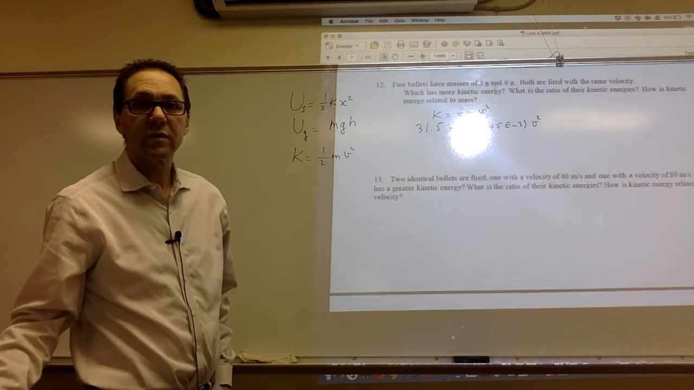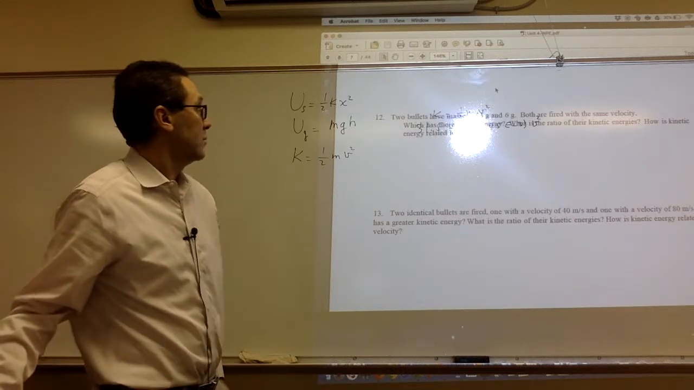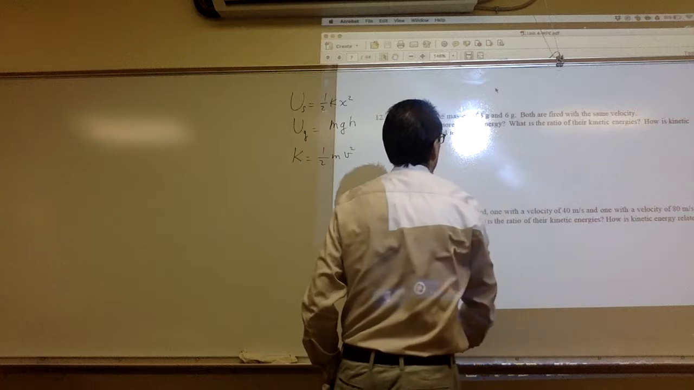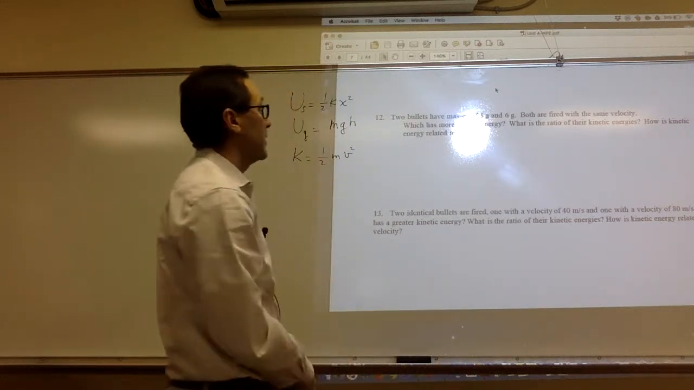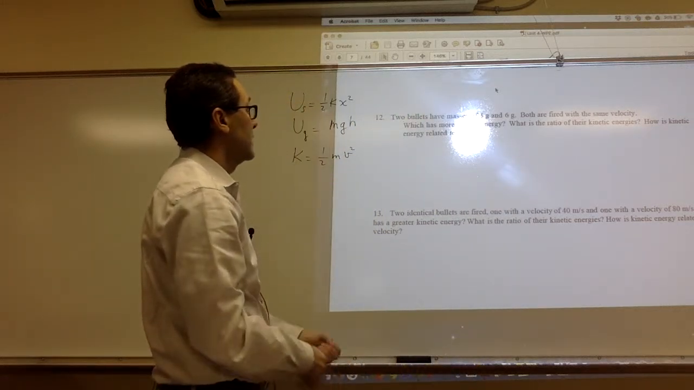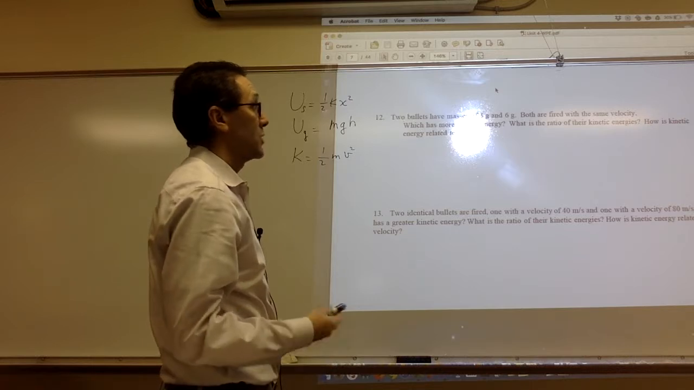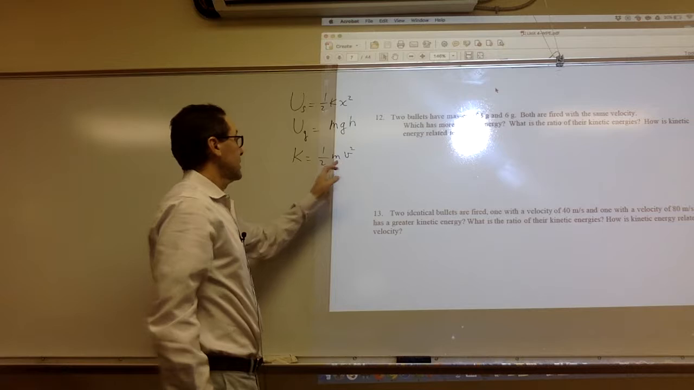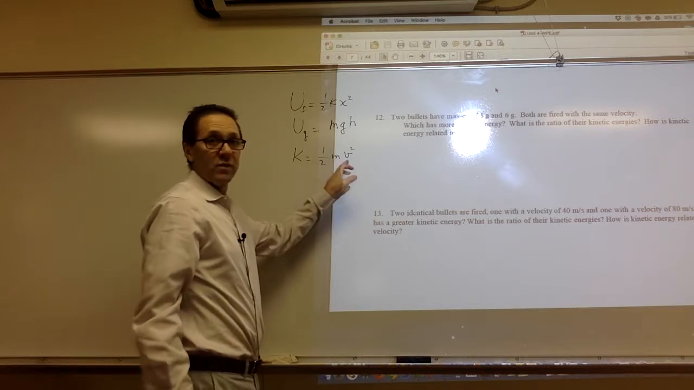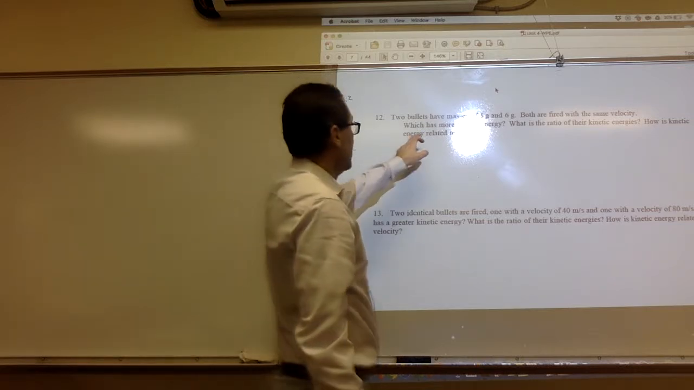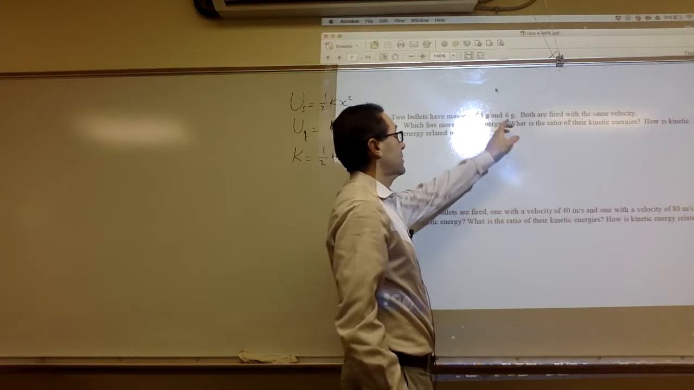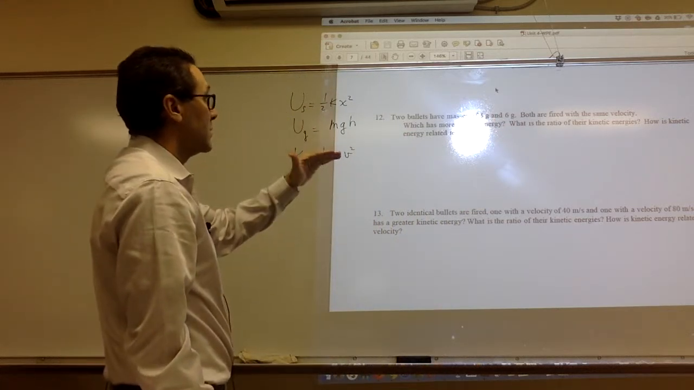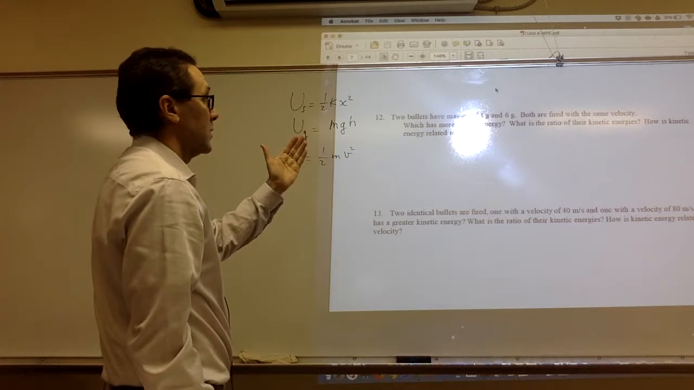All right, number 12. Two bullets have masses of 3 grams and 6 grams. Both are fired with the same velocity. Which has more kinetic energy? So here I think we should just compare them, right? Kinetic energy is directly proportional to mass, and it's proportional to the square of the velocity. So I'm not going to change this to kilograms, just comparing. So when the mass doubles, the kinetic energy will double.